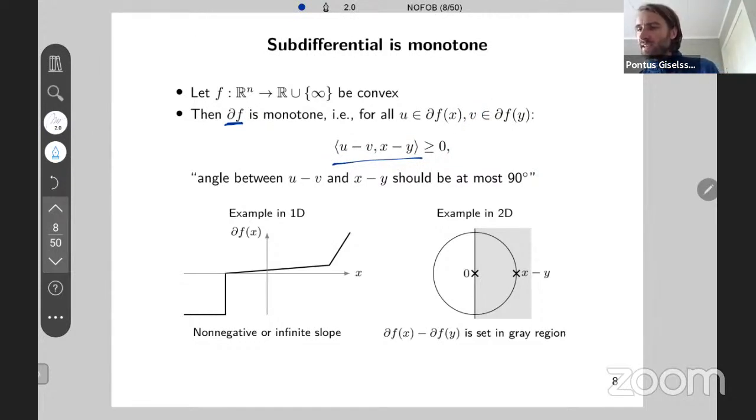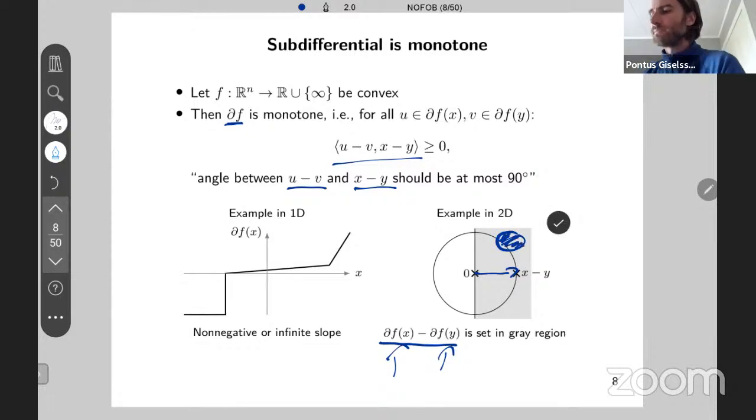So in this case, we still have the interpretation that the angle between u minus v and x minus y should be at most 90 degrees. But in this case, this holds for all differences of subdifferential at x and subdifferential at y. So we actually have a set that is fully contained in this right-hand side.